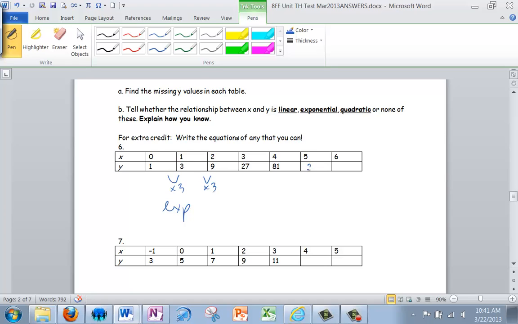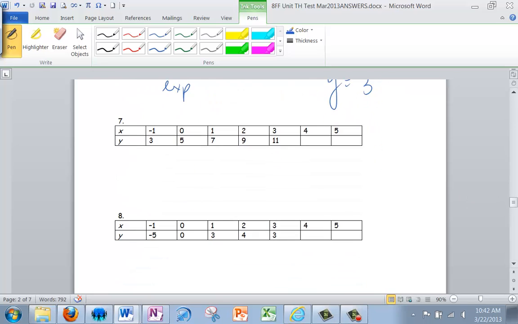And so therefore the values would be 243 and 729. Some of you came up with the extra credit equation. It is y equals 3 to the x power. Next one. This is linear because a constant is added to the y value each time, plus 2 each time, and so therefore this is 13 and this is 15. And the extra credit equation is y equals 2x plus 5. The y-intercept is 5.